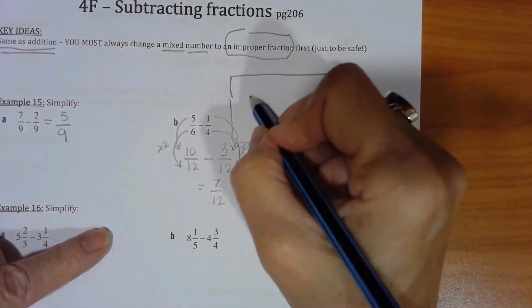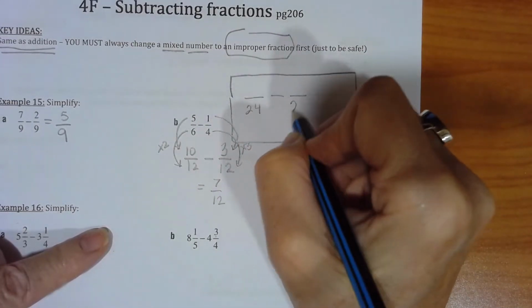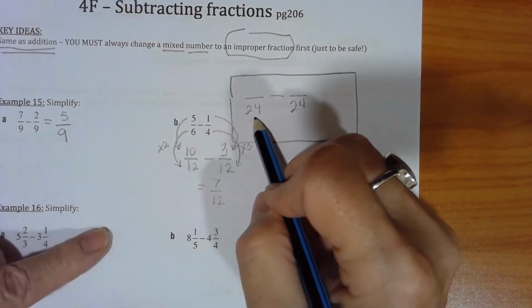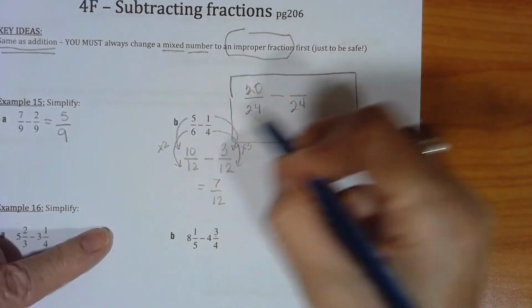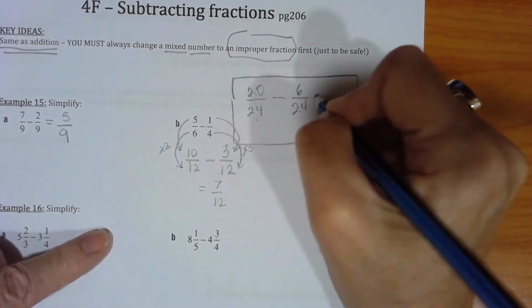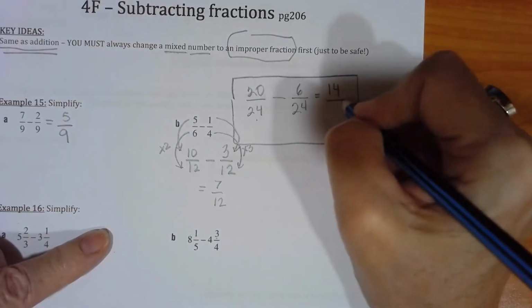Okay, now let's say you used 24. Well, in that case, you must have multiplied 6 by 4 to get 24. So you have to multiply 5 by 4 to get 20. And you multiplied 4 by 6 to get 24. So you have to multiply 1 by 6. And so when I get done, I do 20 minus 6, which is 14 over 24.